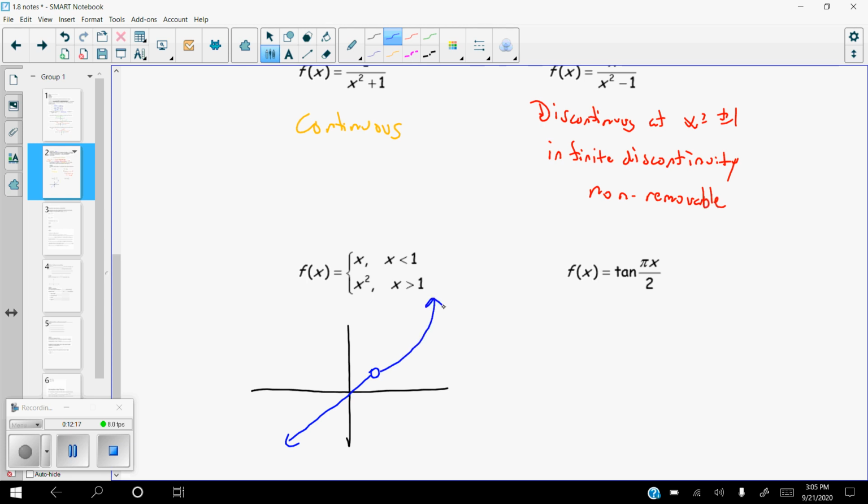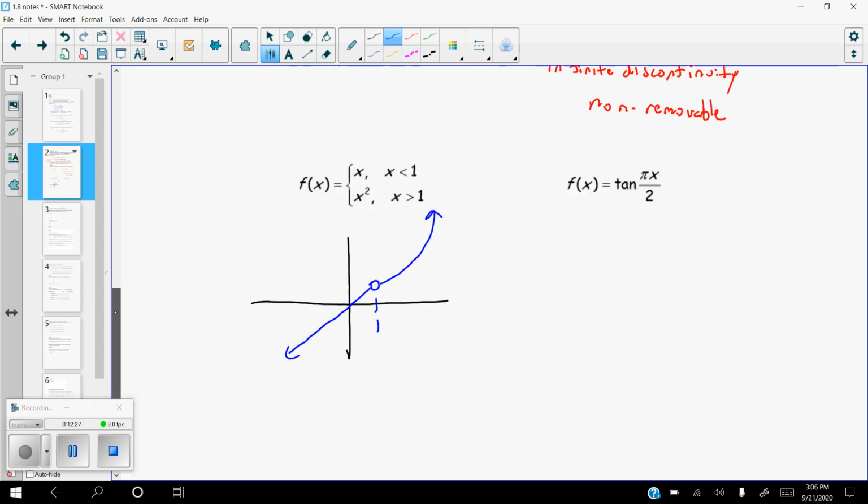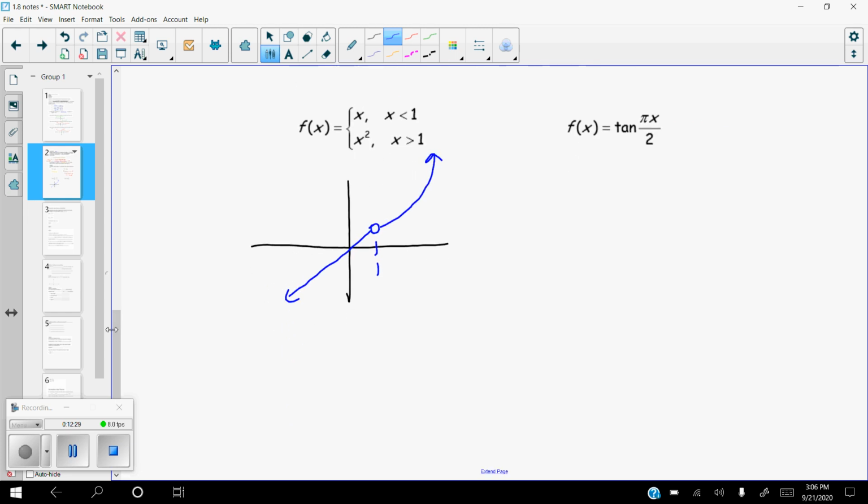What you should be able to see pretty clearly is that you have a limit. The limit is going to approach the same y value as x approaches 1, but there's no value there at x equals 1. I know that because there's no equal-to symbol underneath either one of those pieces. So this one is also discontinuous, and this one right here is actually removable because it's a hole.